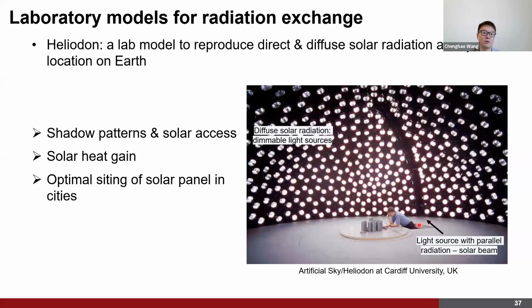And we can also use this heliodon to study, for example, the solar access of a building or a specific surface. Also we can study the solar exposure of a solar panel in some complex urban environment. Think about if we ever want to put a solar panel on the ground surface surrounded by a bunch of high-rise buildings, we must consider the potential exposure of the solar panel to the solar radiation.